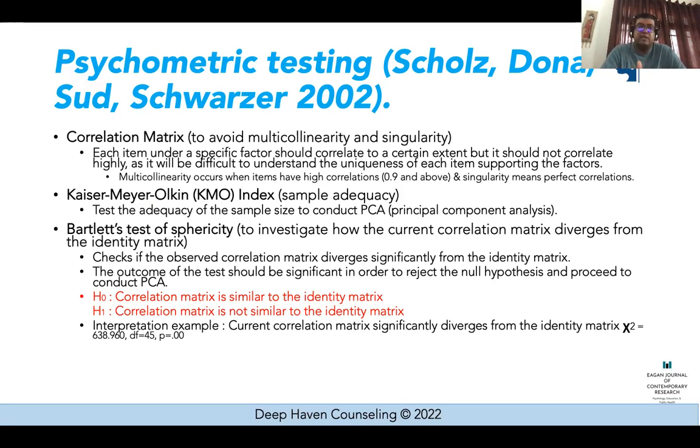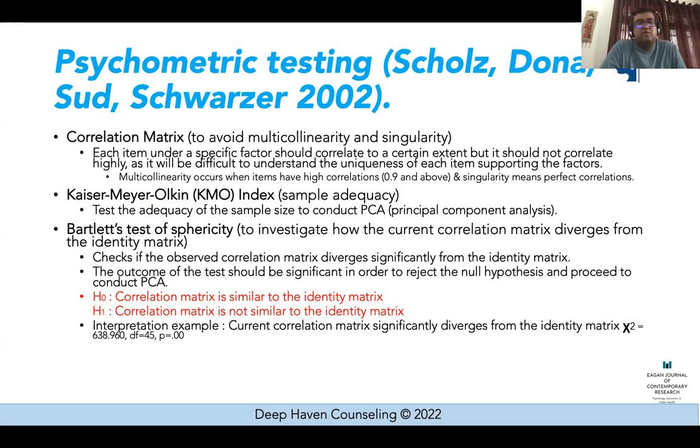And then once you do that, we can do the Kaiser-Meyer-Olkin or KMO index. This is done to understand sample adequacy. This one tests the adequacy of the sample size to conduct principal component analysis. There is a form of analysis that we do to understand the number of dimensions, principal component analysis. We'll discuss that later. But for the time being, after the correlation matrix, the next one would be the KMO index.